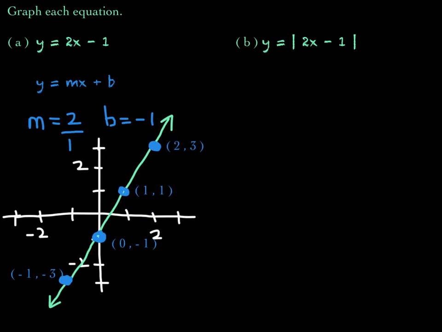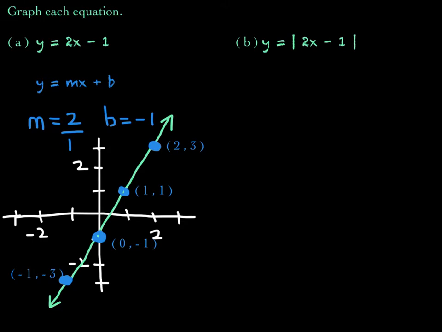So just to reiterate, it's up 2 units and then to the right by 1. Up 2 units and to the right by 1 leads me to the point (1, 1). Up 2 units again and to the right by 1 leads me to the point (2, 3). If you went down 2 units and to the left by 1, that's also a slope of positive 2. It would lead you to (-1, -3). So these are just a few of the points on the graph of y = 2x - 1. Okay? I hope that's a good little review of graphing a line in slope-intercept form.